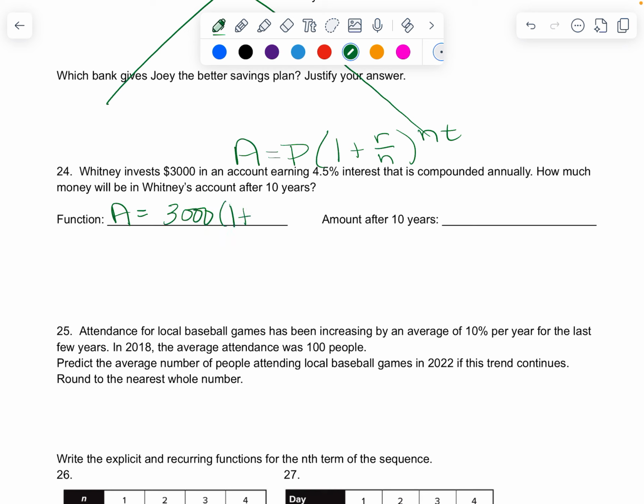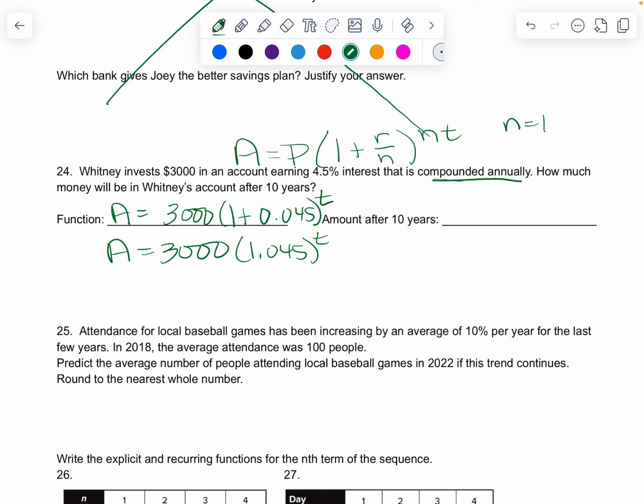1 plus. Now this says it's compounded annually. So how much does it get compounded each year? 1 time. So I'm not going to divide. My n value is 1. Anything over 1 is that same number. So I'm just going to put this. And then 1 times t is just going to be t. Now, would I accept it as this right here? Of course, because it means exactly the same thing.